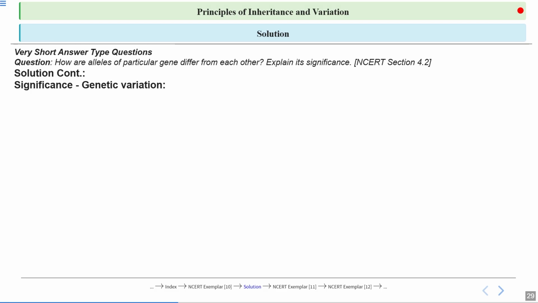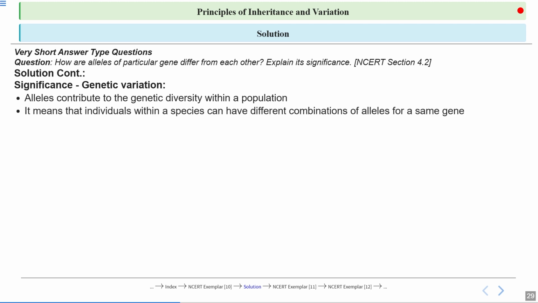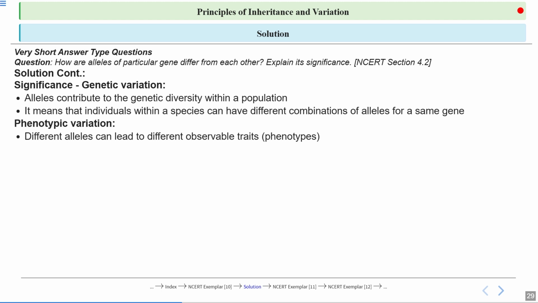Now, what is the significance? The significance is genetic variation. Alleles contribute to the genetic diversity within a population, and it means that individuals within a species can have different combinations of the alleles for the same gene. So a diploid organism can inherit two alleles. It can inherit different combinations of the alleles. So the person can inherit capital T, capital T, capital T, small t, or small t, small t. So you can see this is leading to variations. So there are a lot of phenotypic variations.